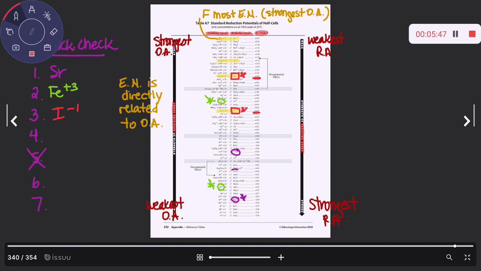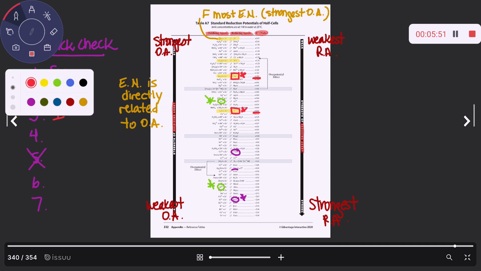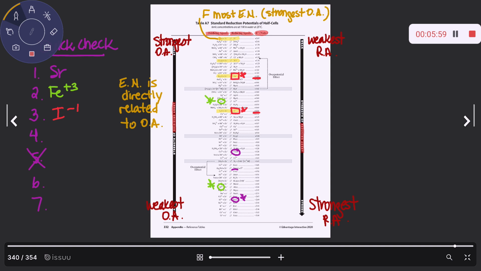And then for number 4, which has the greatest reduction potential? Okay, so for this one, you're looking at Cr plus 3, which is, I believe, here. And then Sn plus 2. A little bit higher, yeah. Sn, which one would you pick? Sn plus 2.